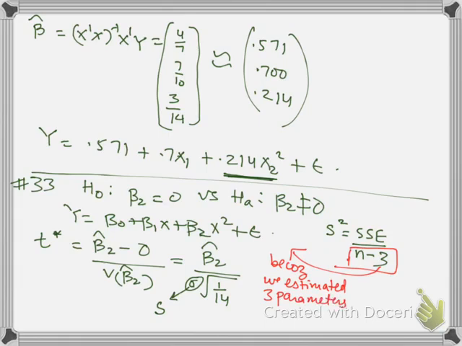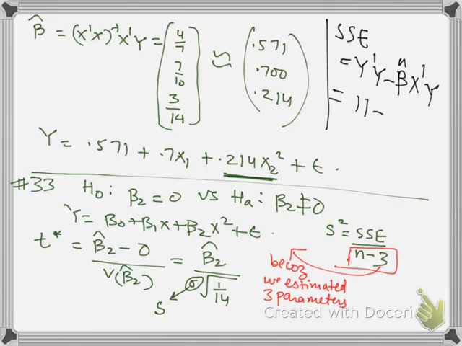Now what is SSE? SSE is y transpose y minus beta hat x transpose y. Y transpose y is 11 minus beta hat, we just calculated 0.5. I need to write smaller, give me a second.